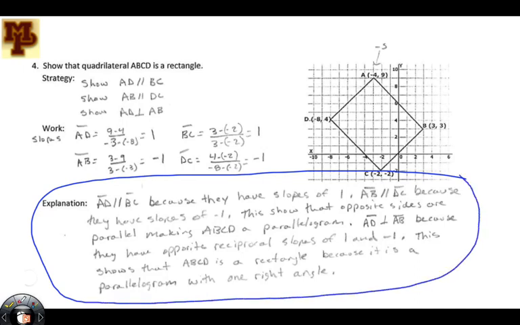It says AD is parallel to BC because they both have the same slopes, so that's these ones. And then AB is parallel to DC because they both have the same slope of -1. So that makes it a parallelogram because they have opposite sides parallel. And then we showed that AD is perpendicular to AB because they have opposite reciprocal slopes, 1 and -1. This shows that ABCD is a rectangle because it's a parallelogram with one right angle. So, pretty wordy, but do your best on that.